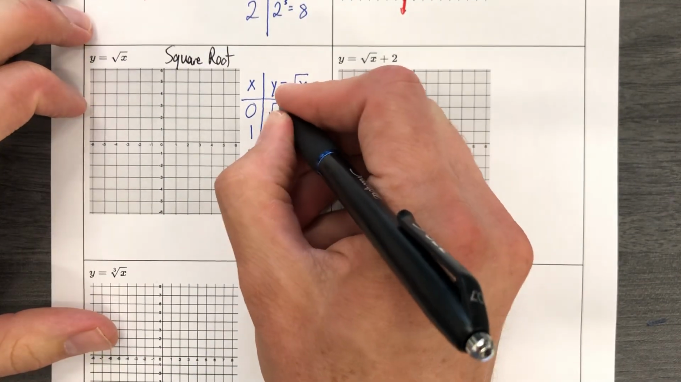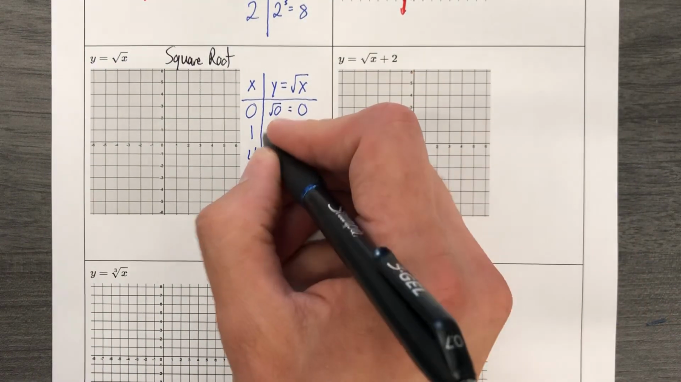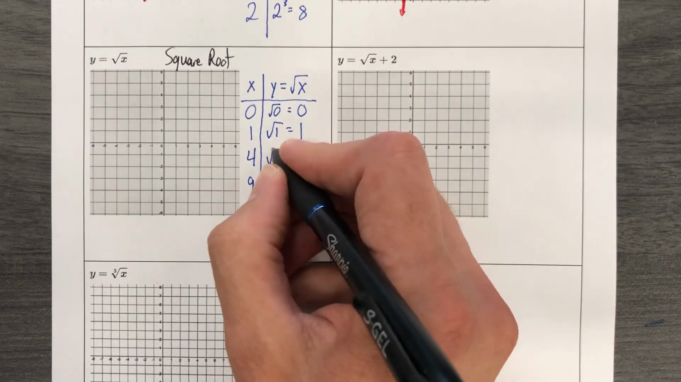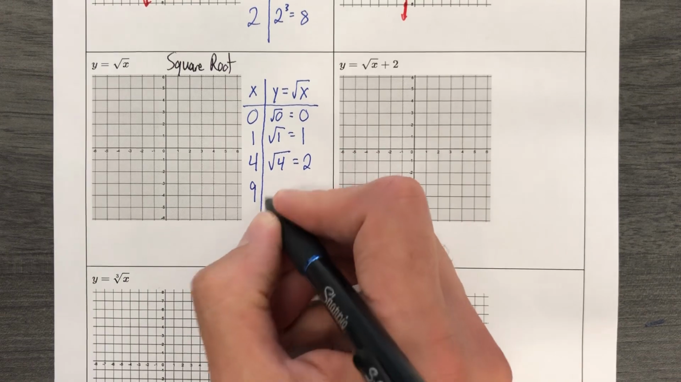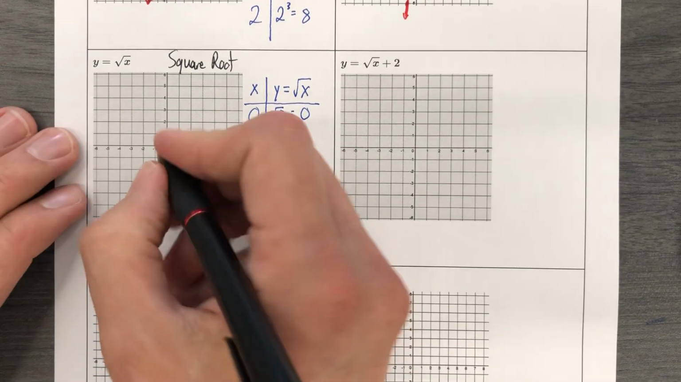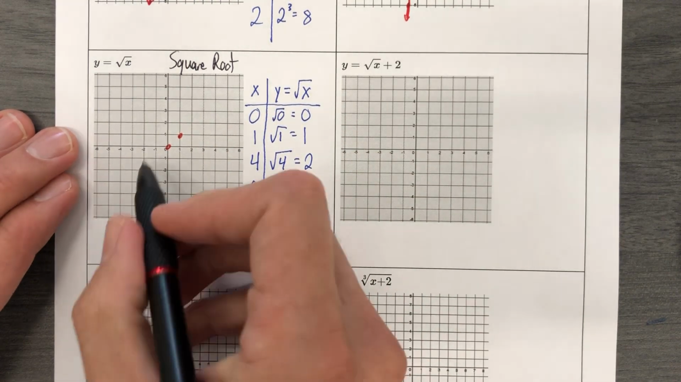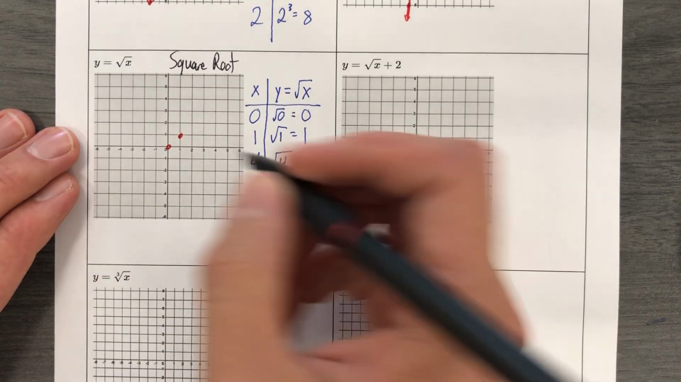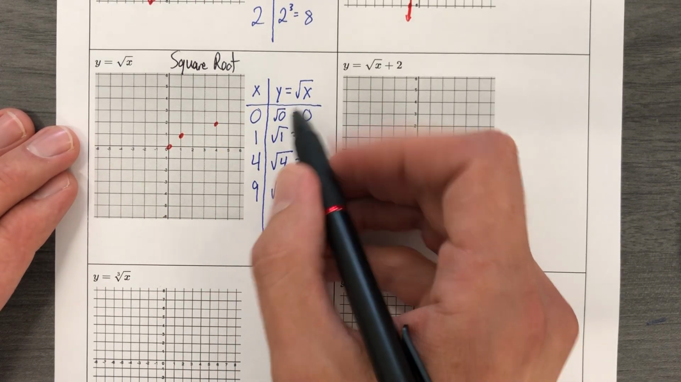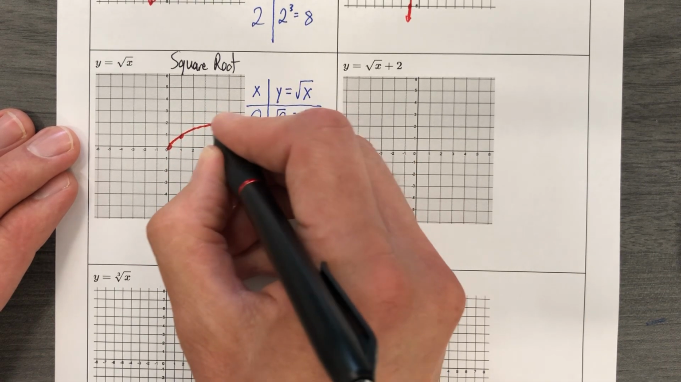Okay, so the square root of 0 is, something times itself gives me 0, that must be 0. Something times itself gives me 1, that must be 1. So far, so linear. Something times itself gives me 4, that must be 2. Something times itself gives me 9, that must be 3. So we're going to plot these coordinates, 0, 0, 1, 1. Don't fall into the linear trap. 4, 2. And then 9, 3 would be way over here somewhere. And so this one's going to go like this.